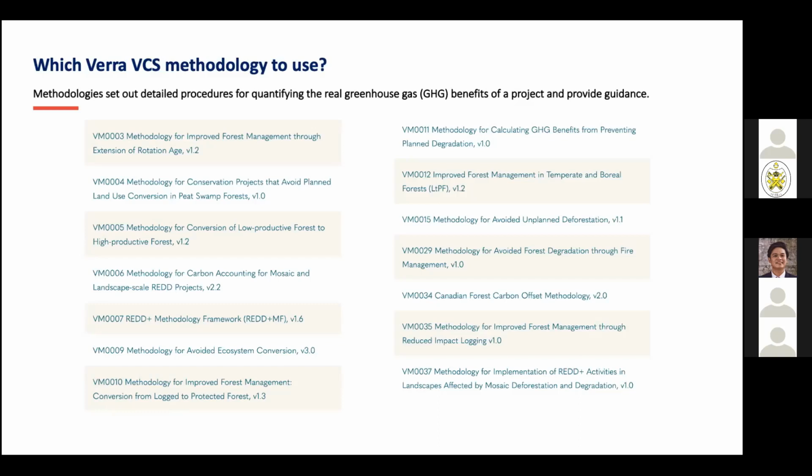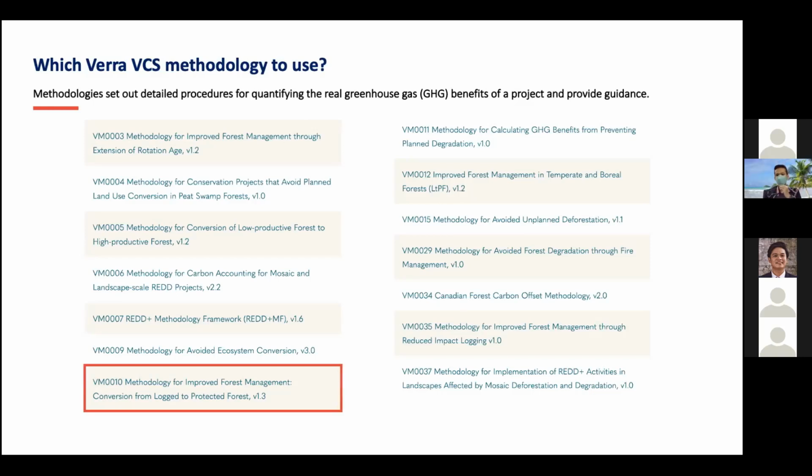But because we will assume for the exercise that Kenyir is all hutan simpanan that's already earmarked for logging in the future, we use this method, BM10, methodology for improved forest management, conversion from logged forest to protected forest. We use this methodology today.